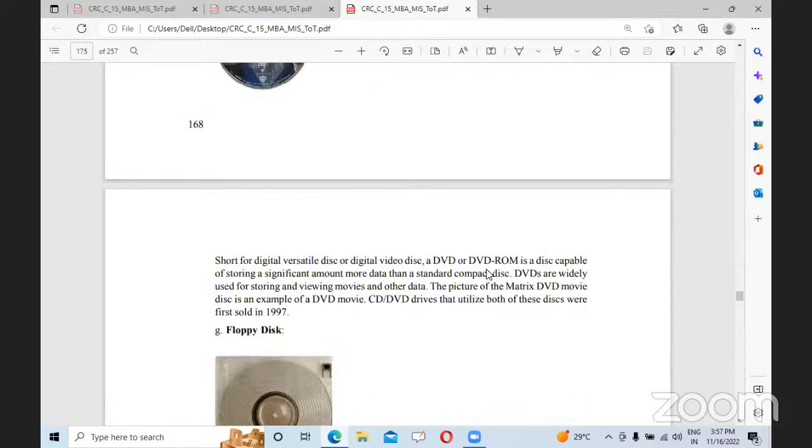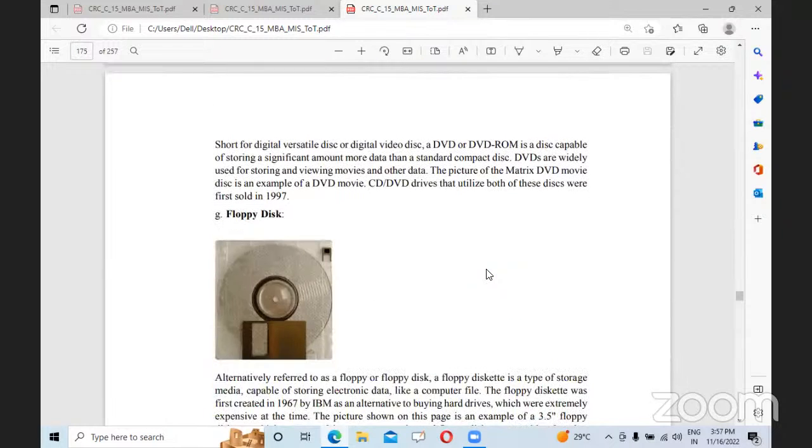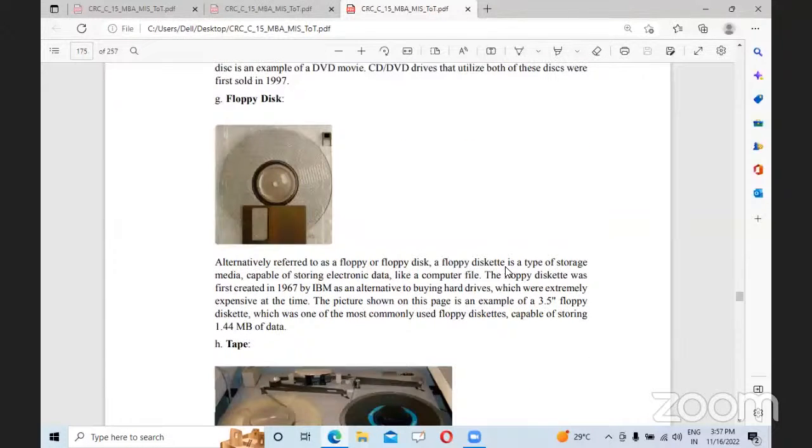Next one is DVD, short for digital versatile disc or digital video disc. A DVD is a disc capable of storing a significantly larger amount of data than the standard compact disc. DVDs are widely used for storing and viewing movies and other data. The picture of the Matrix DVD movie disc is an example of a DVD movie. Devices that utilize these discs were sold in 1997.